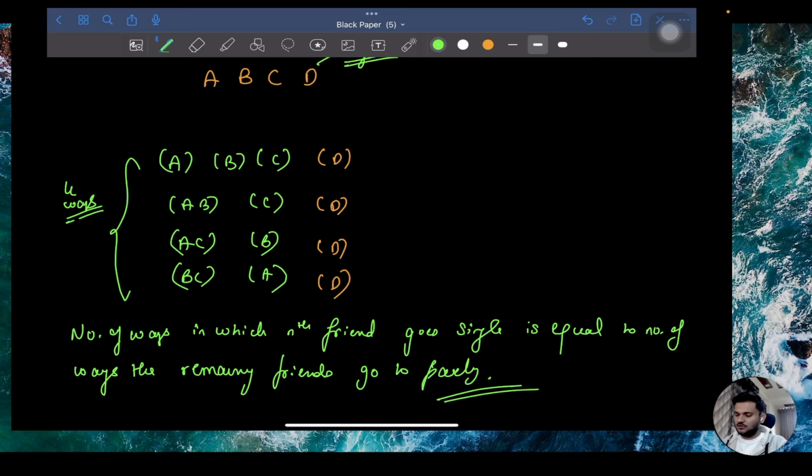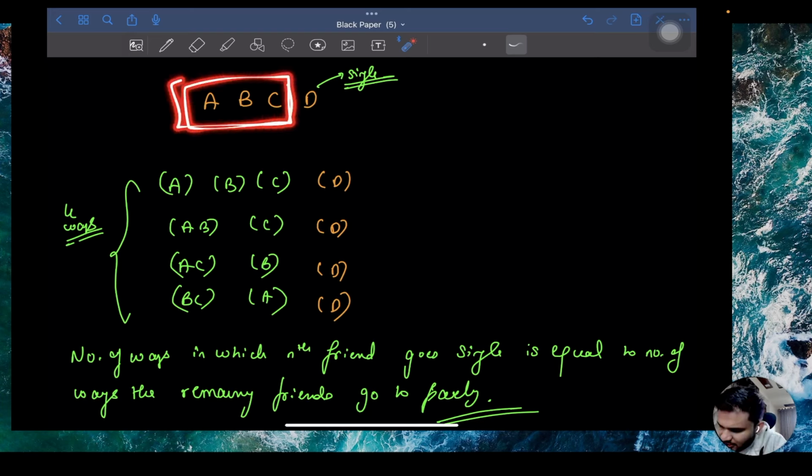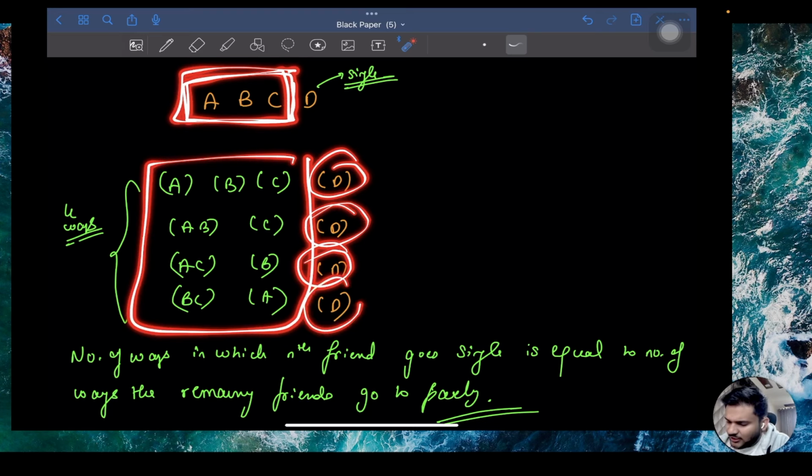This is going to be one possible combination. When D, the nth friend, has decided that he or she wants to go single, in that case you can't do much about it. You have to just calculate all the possibilities of the remaining friends, because the remaining friends still have choices. They can still be single or they can still make a pair. So in whatever number of ways the remaining friends can go to the party, in all of those ways I will attach the nth friend going single.